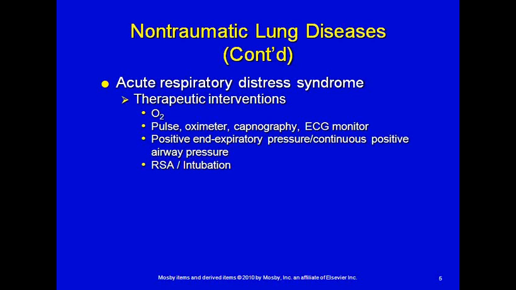And if CPAP is not successful, or it's not appropriate to give CPAP, like in a patient who has an altered mental status, they're not a candidate to use CPAP, then we might have to do a rapid sequence airway. And that might include sedation and a King, or sedation and paralysis and an endotracheal tube.